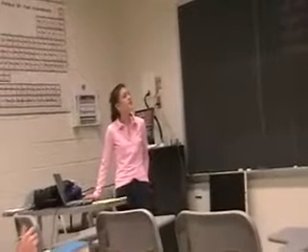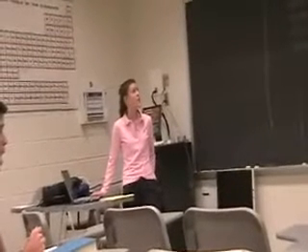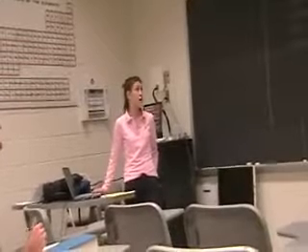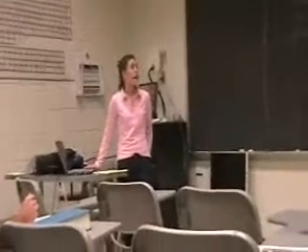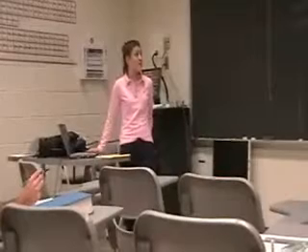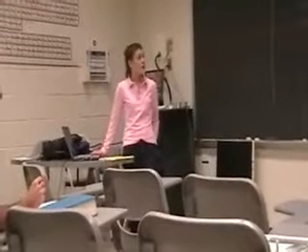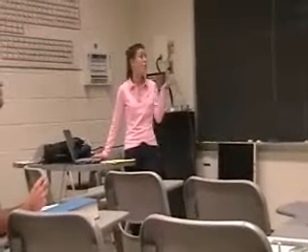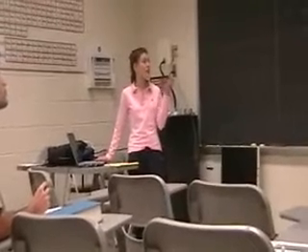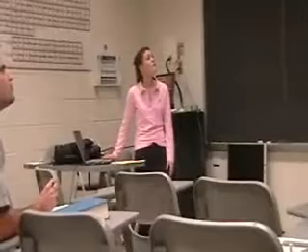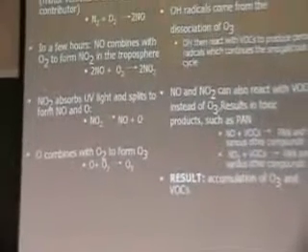And in a few hours, this NO combines with oxygen to form NO2 in the troposphere, which then absorbs UV light and splits into NO and O. And what happens is that this oxygen combines with oxygen gas to form ozone. So ozone is bad for all the reasons that we'll explain later, and you probably already know.